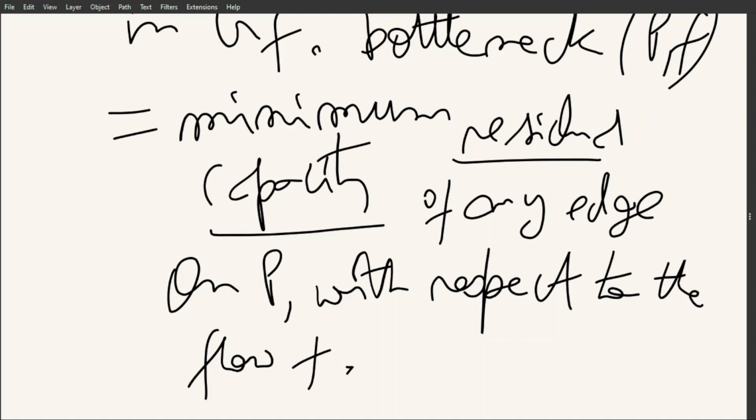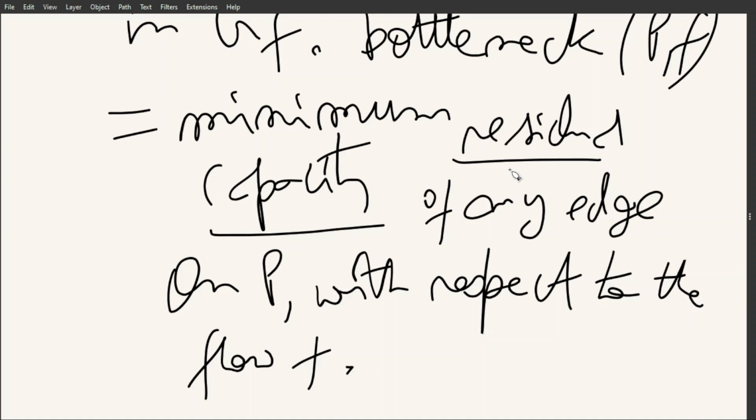So bottleneck means just follow along the path P, the S-T path in the residual graph G_f, and consider what is the smallest weight of any edge you get. These weights are called, in the residual graph, residual capacity. So the minimum residual capacity along the path P, we define it as bottleneck.